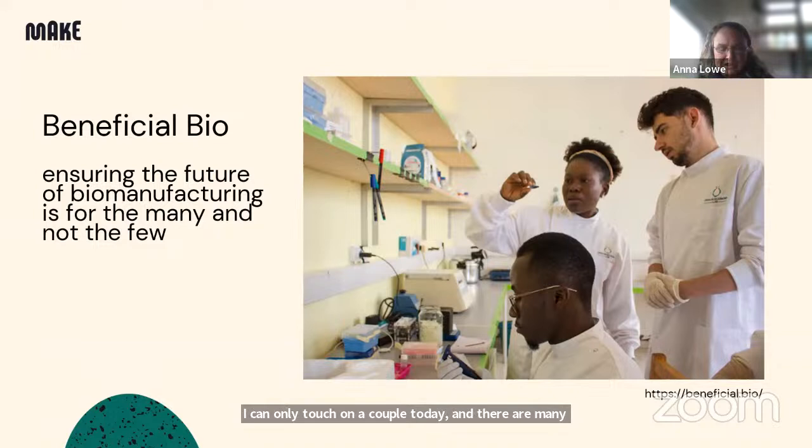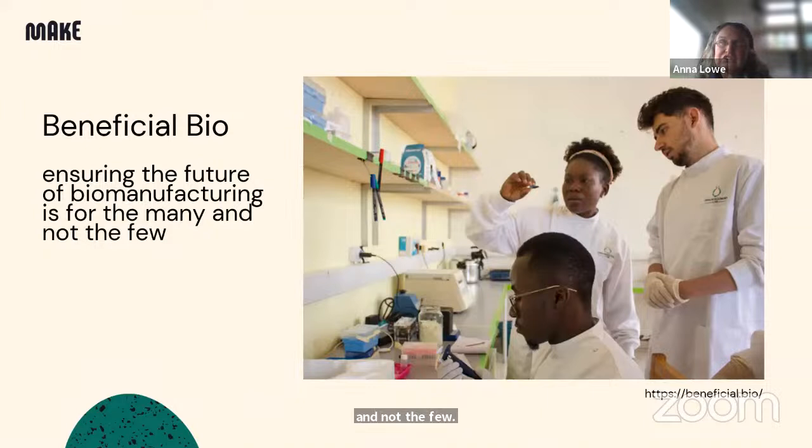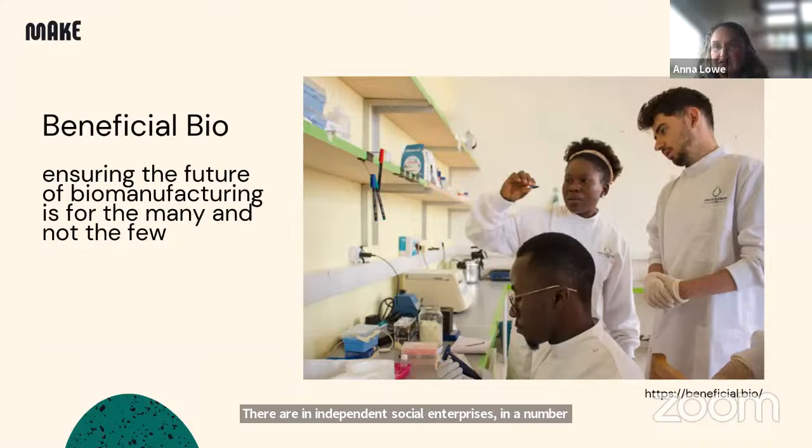One of them is Beneficial Bio, which I think is a really interesting network model dedicated to ensuring that the future of biomanufacturing is for the many and not the few. There are independent social enterprises in a number of different locations contributing and working together as a network under the Beneficial Bio brand. They are making enzymes for use in biology, primarily in research and also in some production situations. There are nodes of this network in the UK, in Cambridge, in Cameroon, in Yaoundé, in Ghana, in Kumasi, and there's a new one developing in Ethiopia, in Bahir Dar.